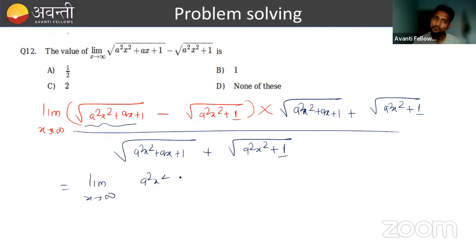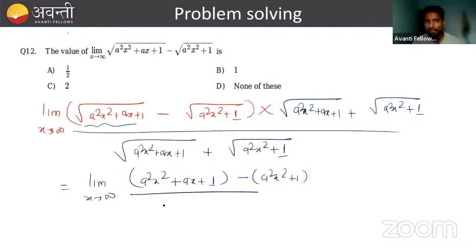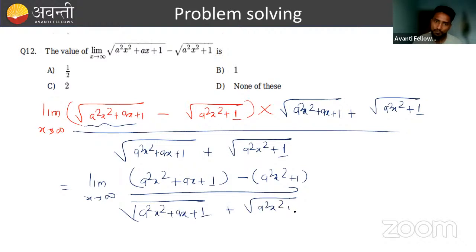A square x square will be khatam. Okay, khatam ho jayega. And like this, and here we can write like this. Okay, and in the denominator side it will be as it is, a square x square plus 1. So now you can see this will be cancelled with this, 1 will be cancelled with this, and we will be left with ax.